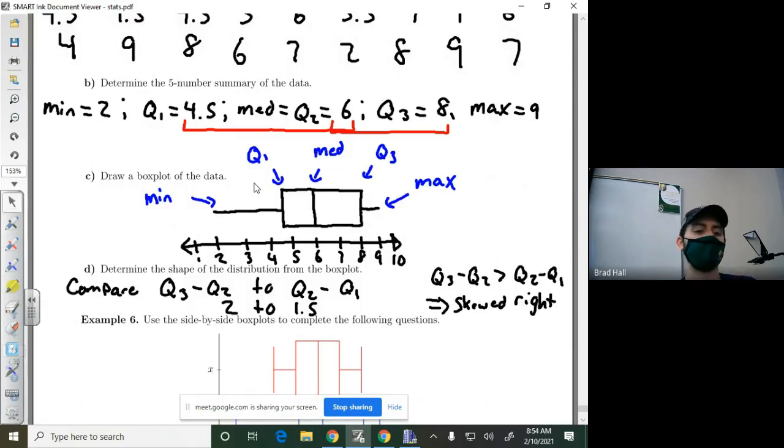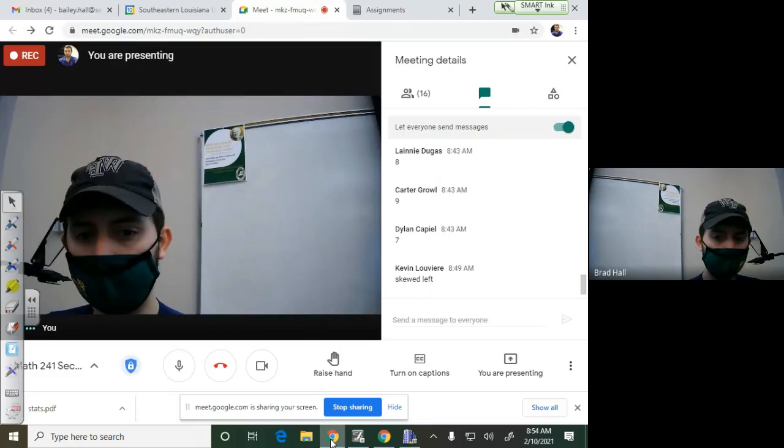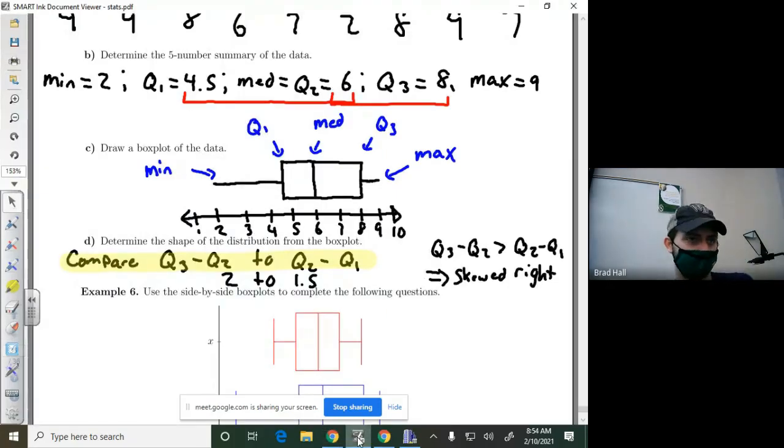So to try to summarize all of that as best as I can, you want to compare the quartiles, the differences in the quartiles together. So it's kind of interesting. From a mean perspective, it would be skewed left. From a median perspective, it would be skewed right. So kind of interesting stuff.